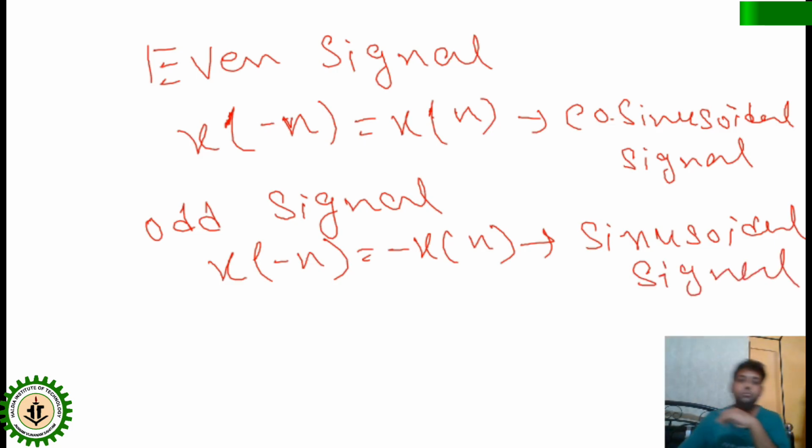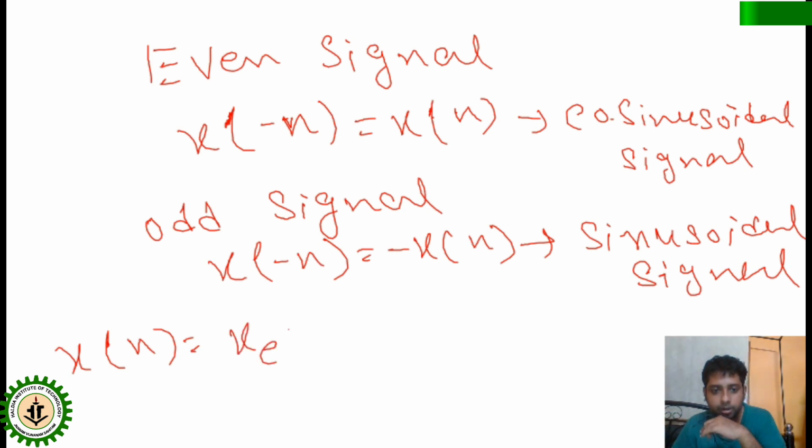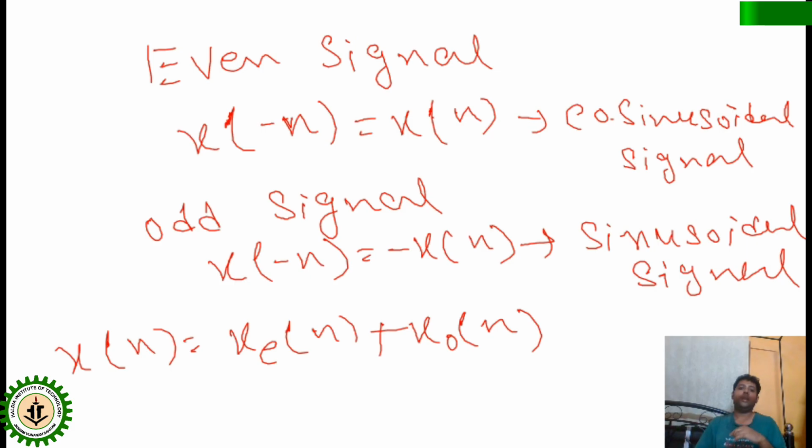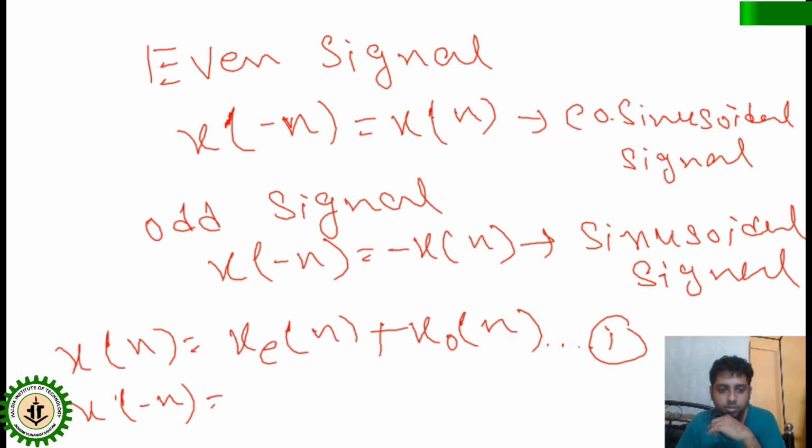Now we know that any signal consists of two parts, the even part and the odd part. That is, we can write x_e[n] as the even part as well as x_o[n] as the odd part of a signal. Every signal consists of two parts, even and odd. Take this as equation number 1. Now if we replace n by minus n, we can write x of minus n.